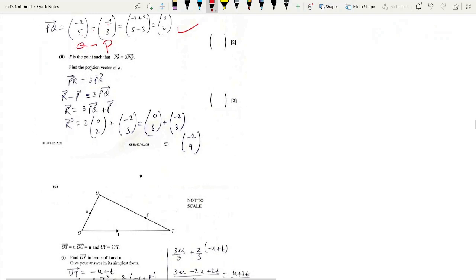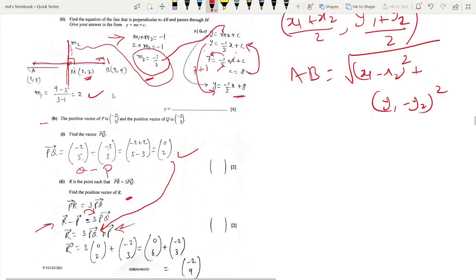Now second part. R is the point such that PR equals 3PQ. Find the position vector of R. Fine. So PR means R minus P. Right? Here it was Q minus P. So PR will be R minus P, and that is 3 times PQ. Okay, so R equals, this minus P you can shift to the right side. R equals 3PQ plus P. Now 3 times PQ, we already found PQ is (0, 2), just put it here. And P information we already have. Where is P? (minus 2, 3). Here you can check.